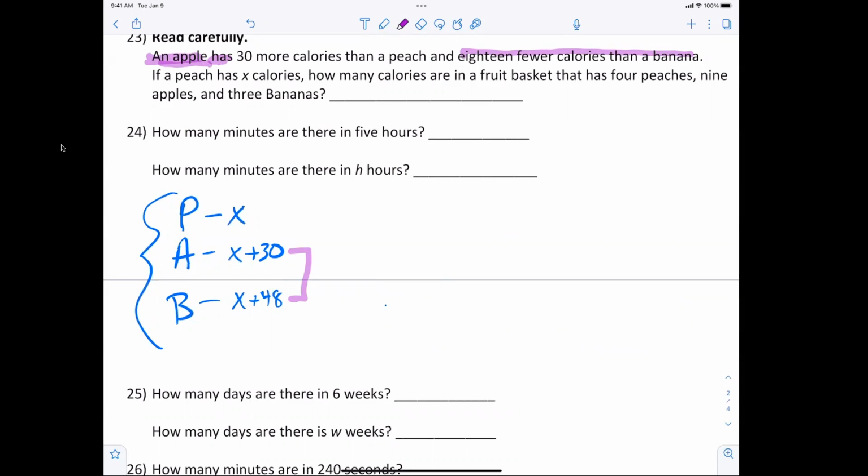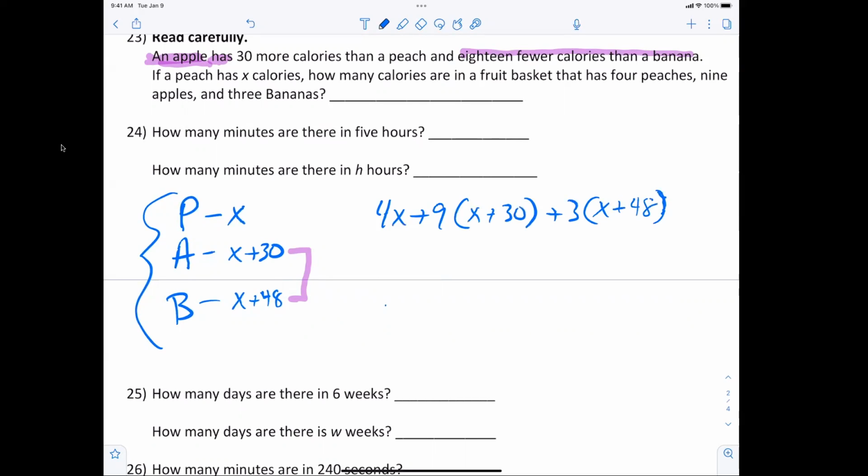Agreed? That was hard. All right, now I need the fruit basket. Go ahead. I'll let you finish it now, Nora. I'm not sure if this is right, but I did 4x plus 9, parentheses x plus 30, parentheses plus 3, parentheses x plus 48. Yeah, that's right. So that would be the basket right there. That's what I want you to write down.